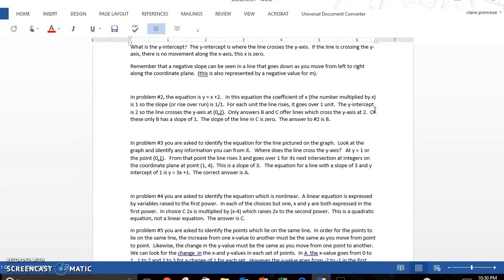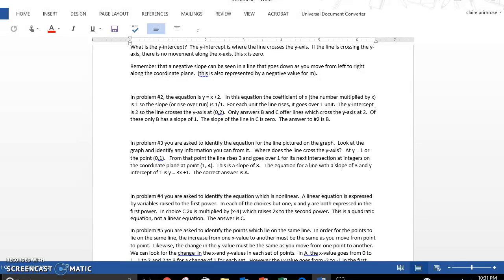In problem 3, you're asked to identify the equation for the line pictured in the graph. Look at the graph and identify any information you can from the graph. Where does the line cross the y-axis? It crosses the y-axis at y equals 1 or at point 0, 1. From that point, the line rises 3 and goes over 1 for its next intersection at integers on the coordinate plane, or at point 1, 4. This gives you a slope of 3.